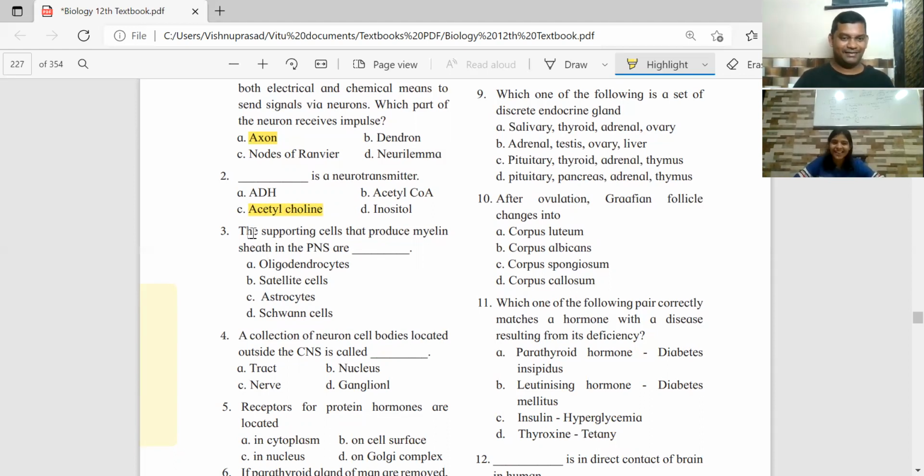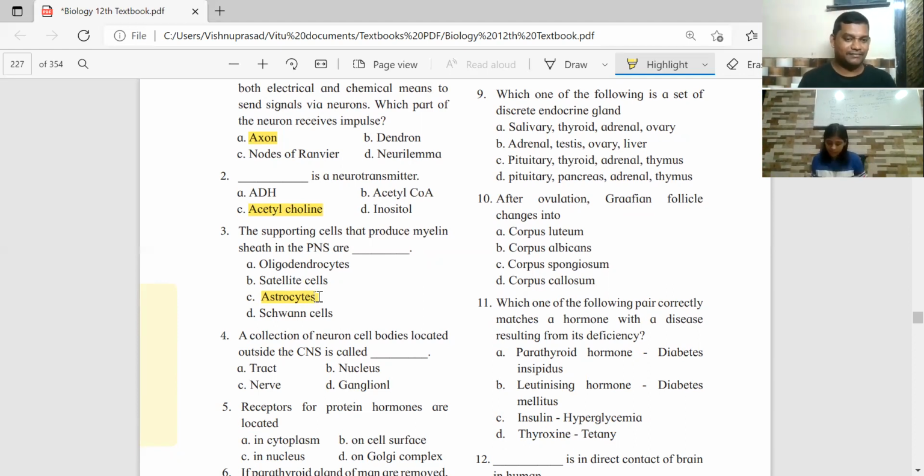Okay. Third one. The supporting cells that produce myelin sheath in the PNS are... Option D, different types of supporting cells. Neuroglia. उसका एक Neuroglia. Which is the one? Last one, na? Schwann cells. Schwann cells. Answer is astrocytes. Why astrocytes? One type of neuroglia. See the table. Wait, let me see.